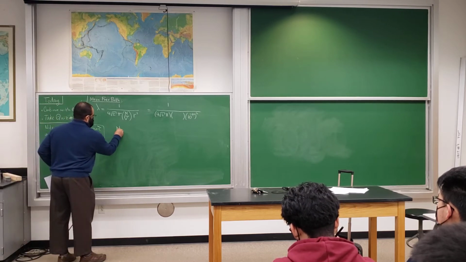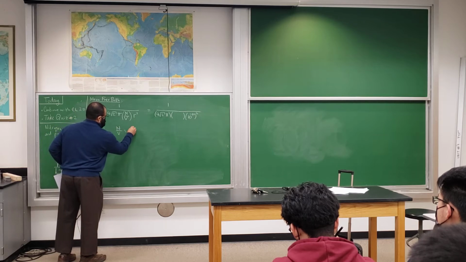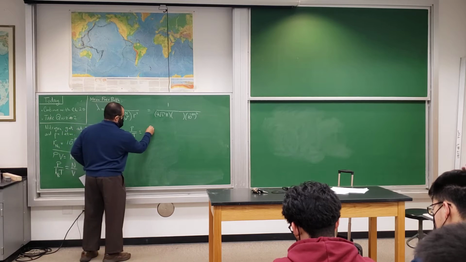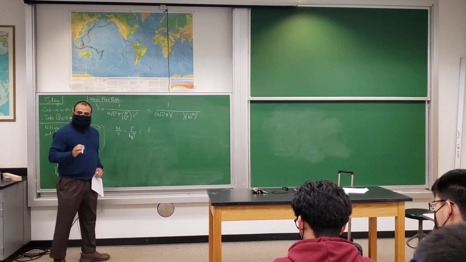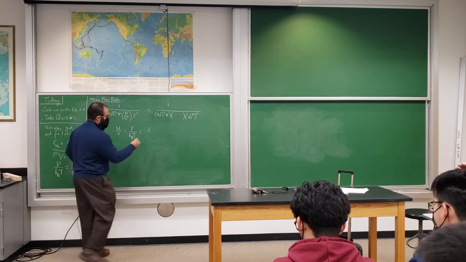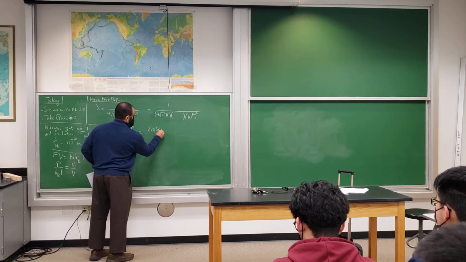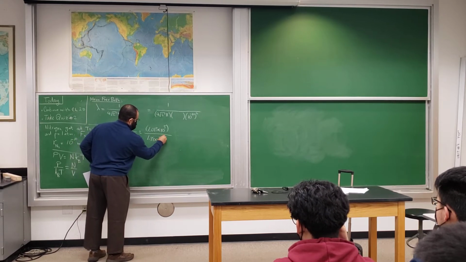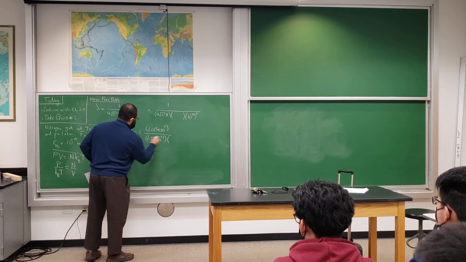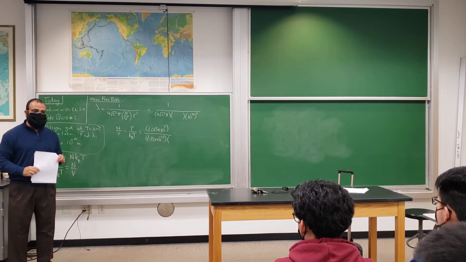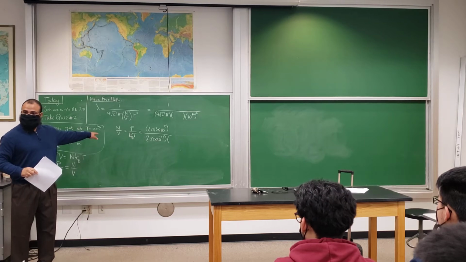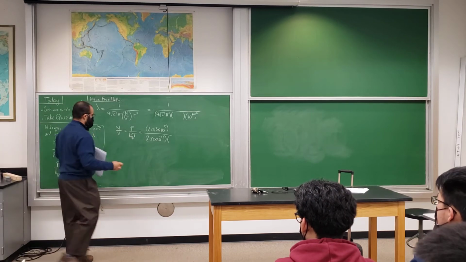So N over V is equal to the pressure over KB times T. The pressure is 1 atmosphere, but 1 atmosphere is not good units. I want pascals. So 1.013 times 10 to the fifth. KB is 1.38 times 10 to the minus 23. The temperature should be in, is it 20 degrees Celsius? Should I put 20 or should I put something else? 293. Add 273. Good.